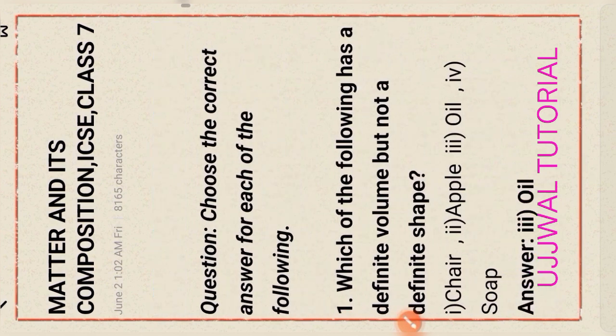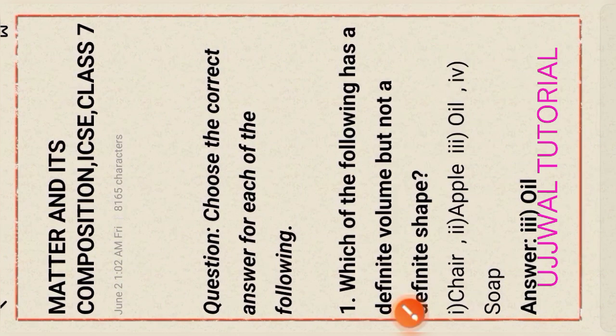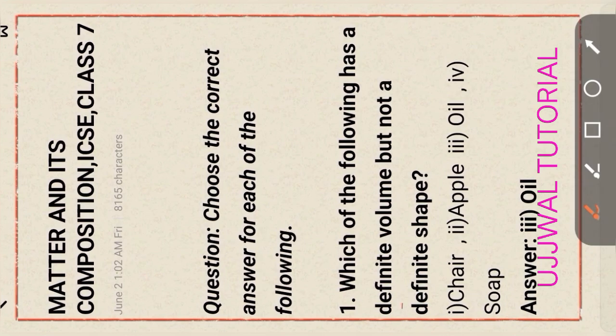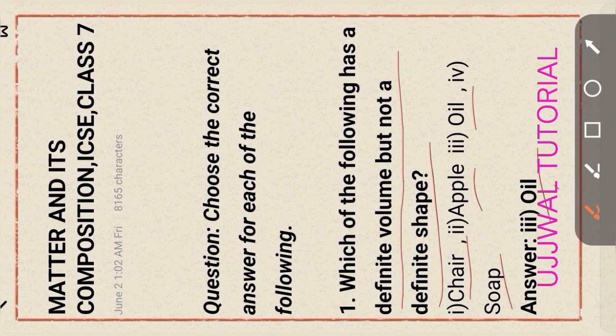Now the questions based on matter and its composition, that is ICSE class 7. Choose the correct answer for each of the following. Which of the following has a definite volume but not a definite shape? Options: apple, oil, stone. Oil has a definite volume but not a definite shape.